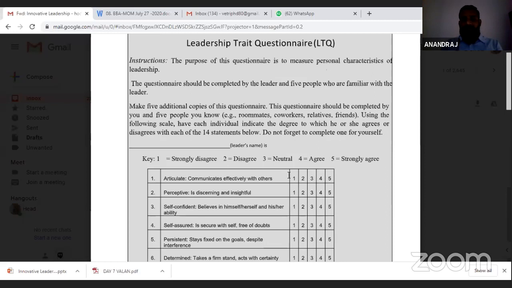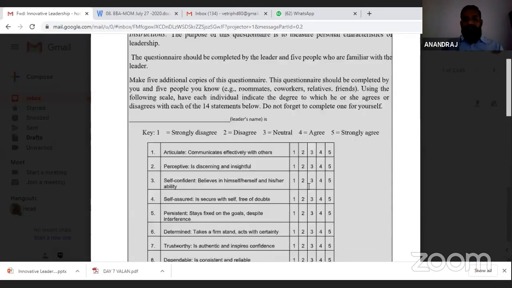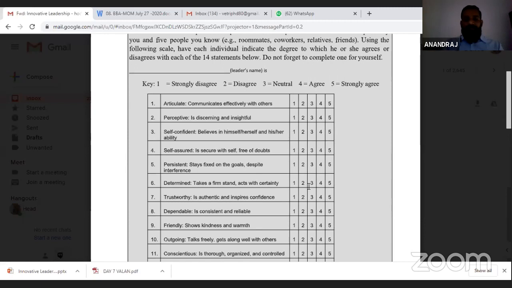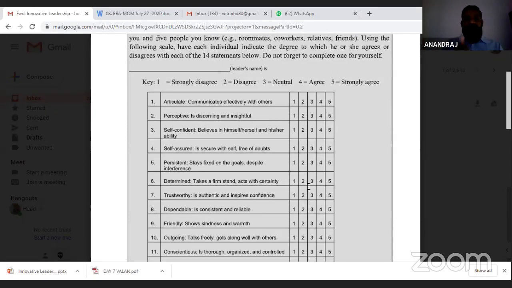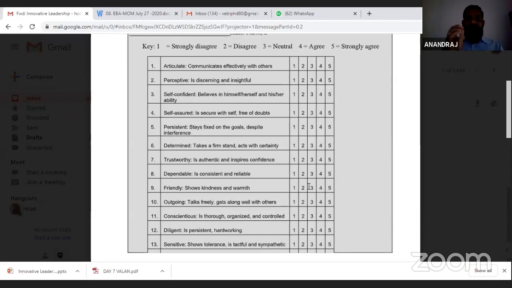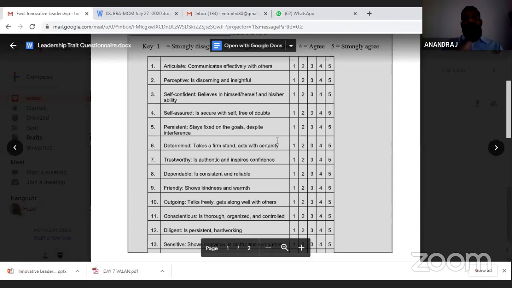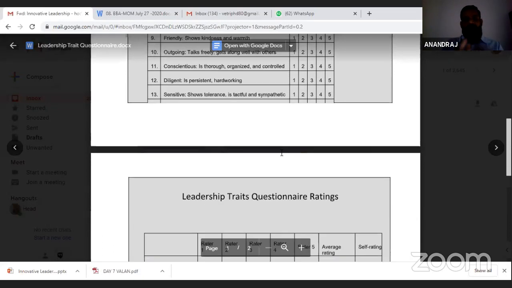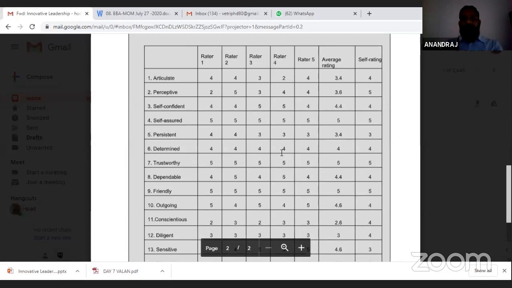This is the leadership trait questionnaire, which I have taken from Peter G. Northouse. The validity and the reliability have been checked, and people are already using it. There are 14 different questions that you have to answer. You mark it first, and then you circulate it to your 5 confident friends, or people who know you. How to compare is already given on the second page, where you take the average of your 5 friends and compare it with your self-rating.